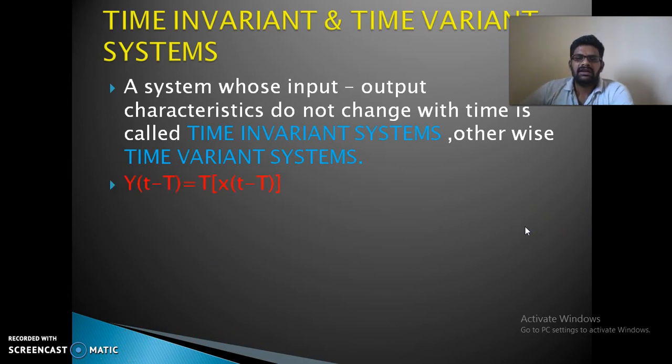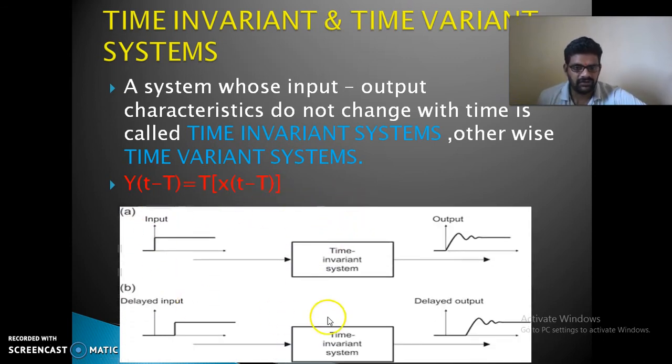So mathematically it is defined as y of (t minus T). Capital T is delay in time, not transformation here. So if there is a delay in the input, the same delay must be reflected in the output. Such systems are known as time invariant. If that delay is not reflected, that becomes time variant. So this is an example of a time invariant system.